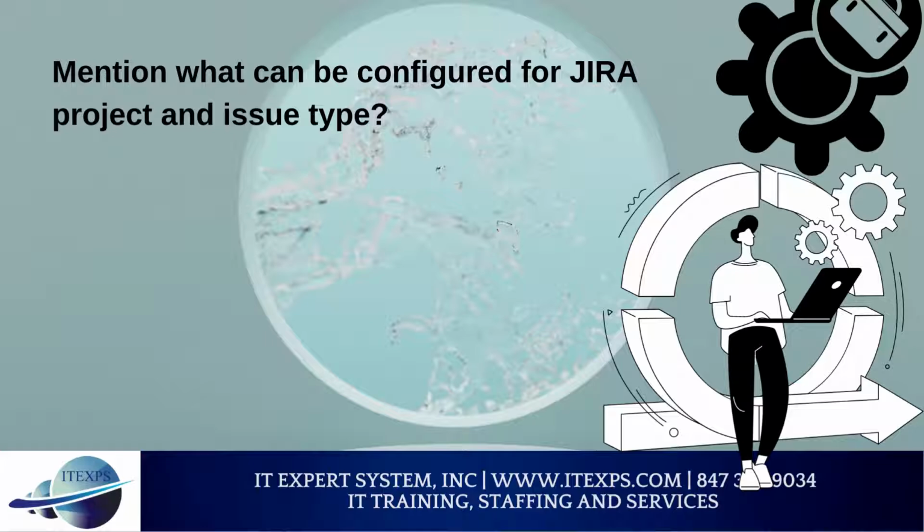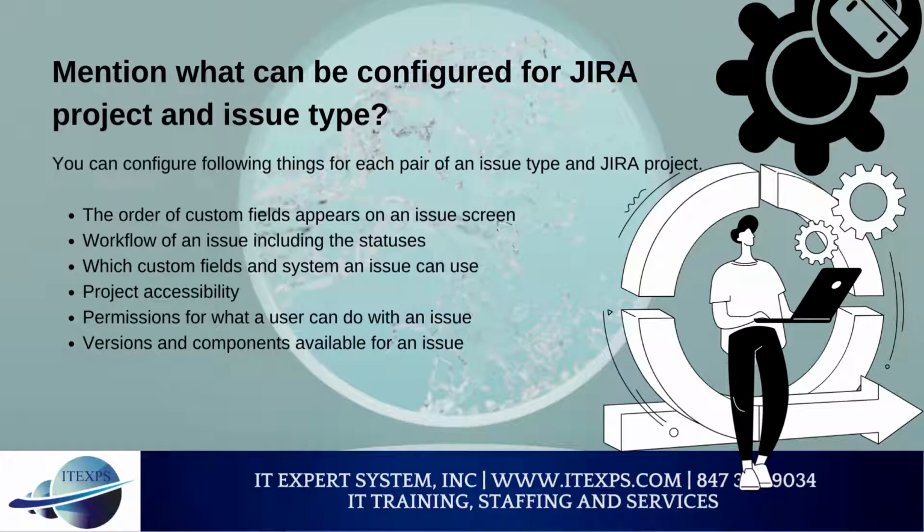Mention what can be configured for JIRA project and issue type. You can configure the following things for each pair of an issue type and JIRA project. The order of custom fields that appear on an issue screen. Workflow of an issue including the statuses. Which custom fields and system fields an issue can use. Project accessibility. Permissions for what a user can do with an issue. Versions and components available for an issue.